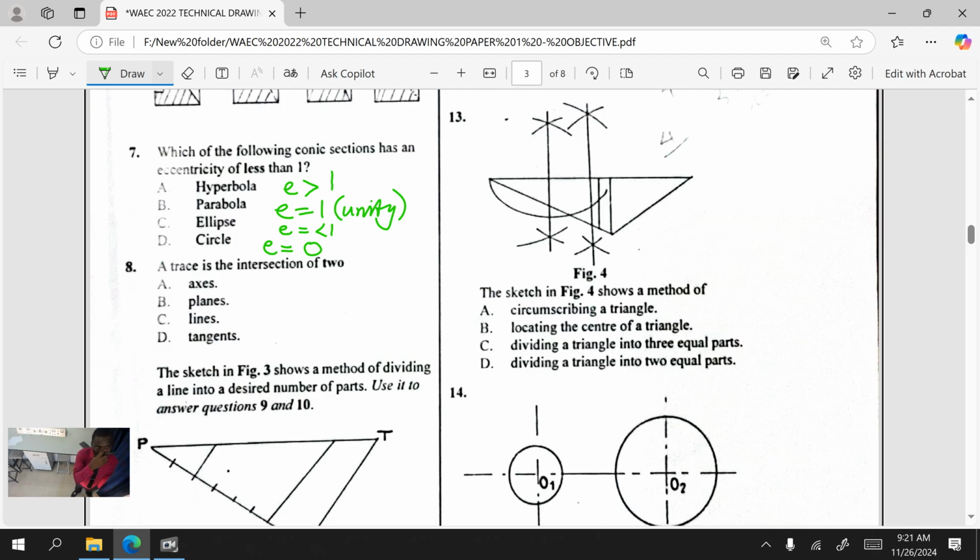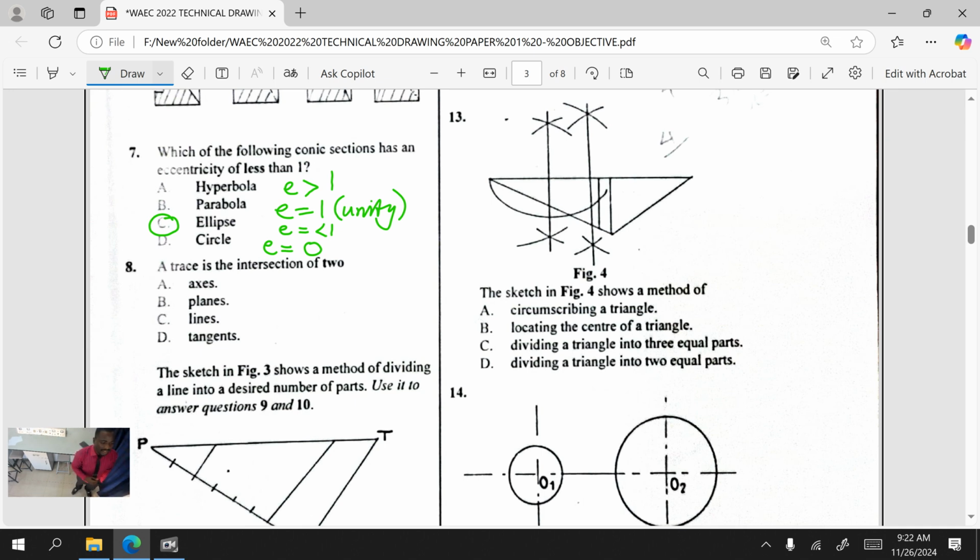So take note of this in case you are asked another question. For hyperbola it is greater than 1, for parabola it is equal to 1, for ellipse it is less than 1, and for circle it is equal to 0. And 1 is also referred to as the word unity. So the answer here is ellipse. Let's go on.